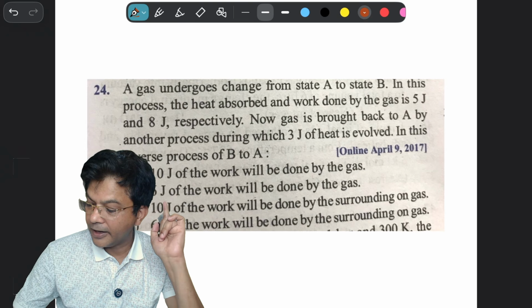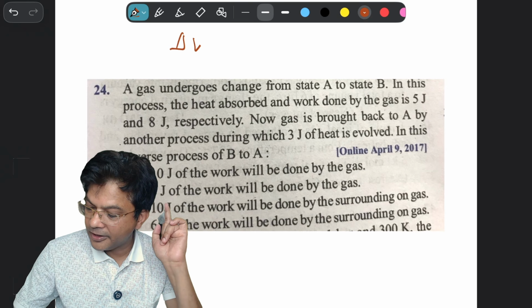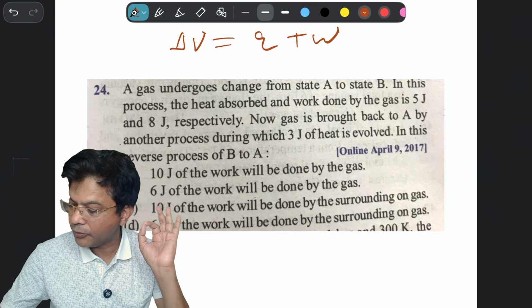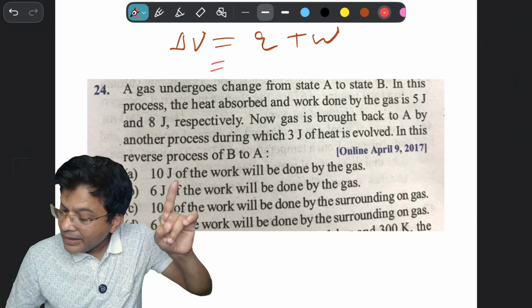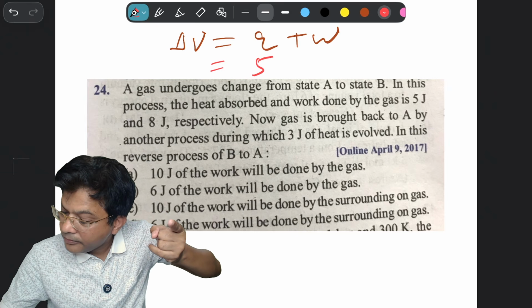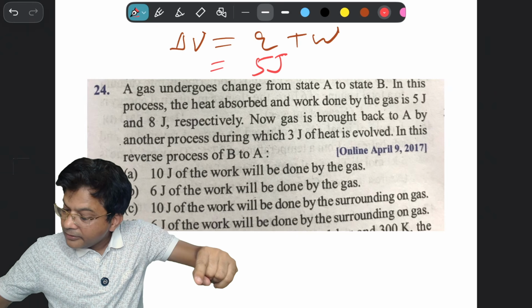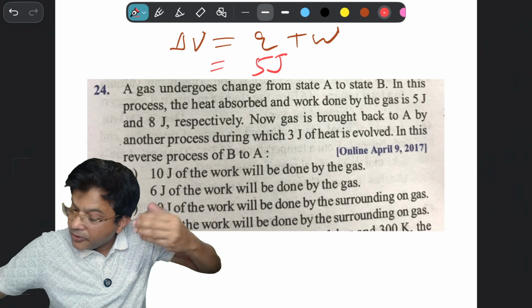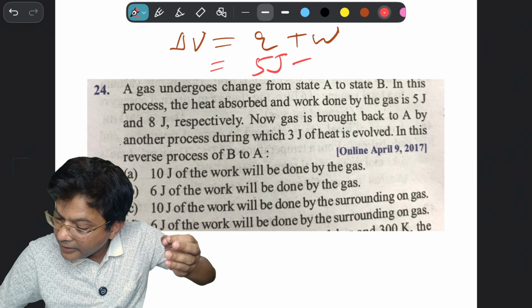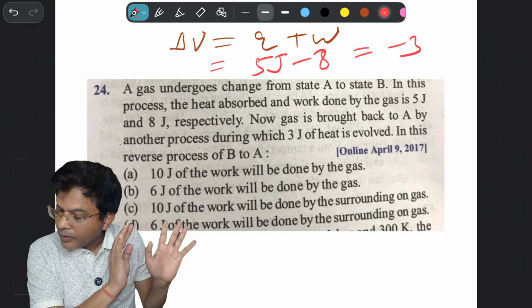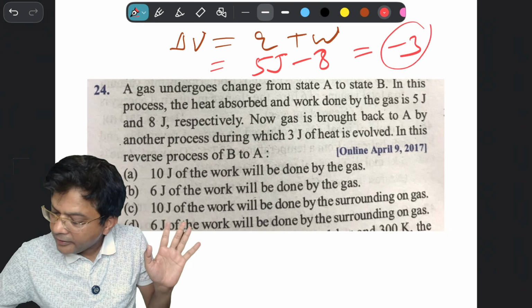We know that change in internal energy is equal to Q plus W. Let me write it down. Heat absorbed by the system will be positive, that is 5 joule, and work is done by the gas on the surrounding, that means minus 8. So it is coming out minus 3. A loss of 3.